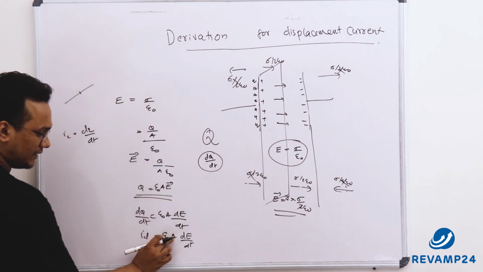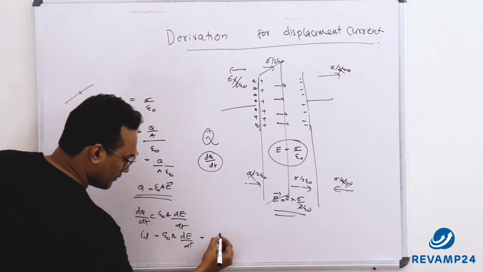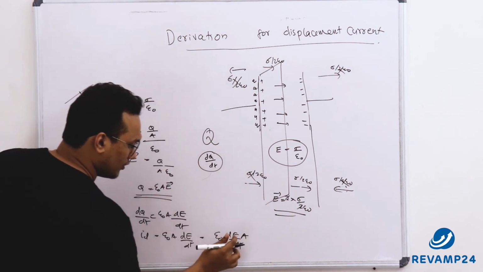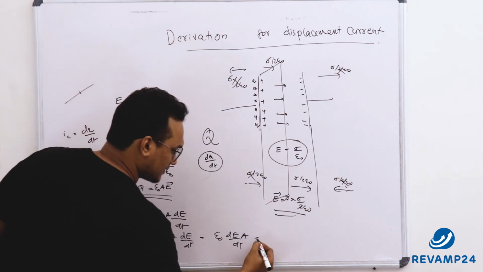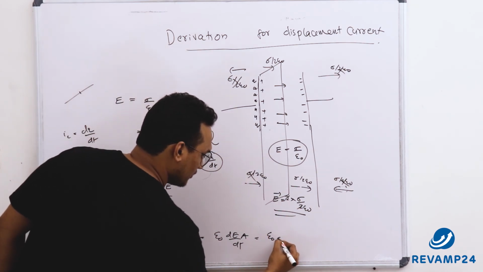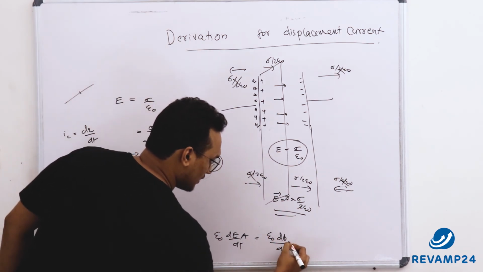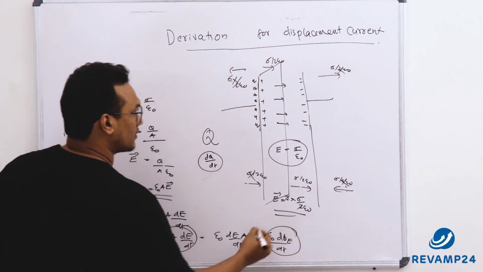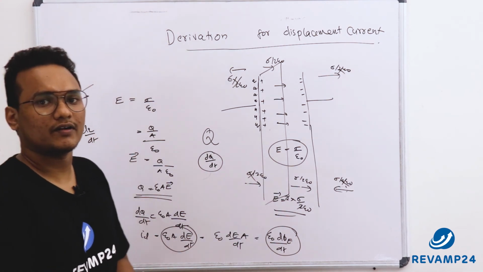Now if you take A to this side, epsilon 0 into dE by dt into A, we know that area times electric field is flux, so it is epsilon 0 into d phi_E by dt. So you can use either this equation or this equation. This is very important. Okay, thank you.